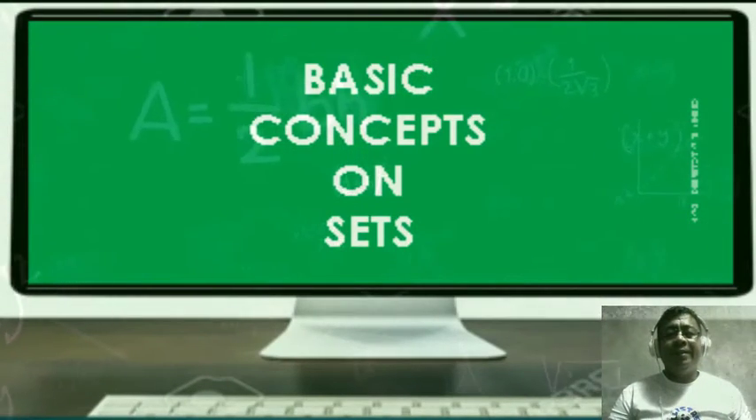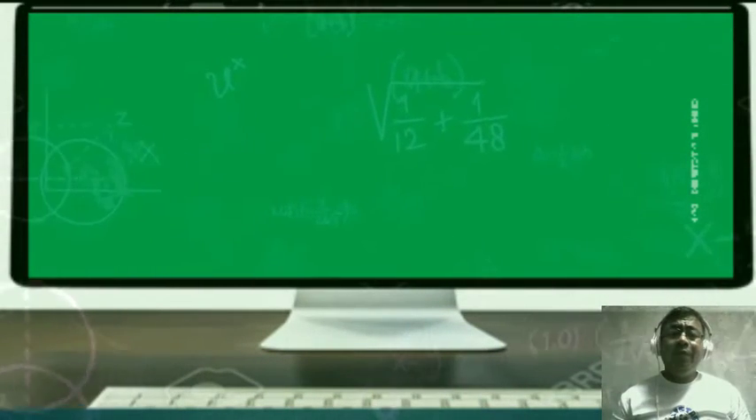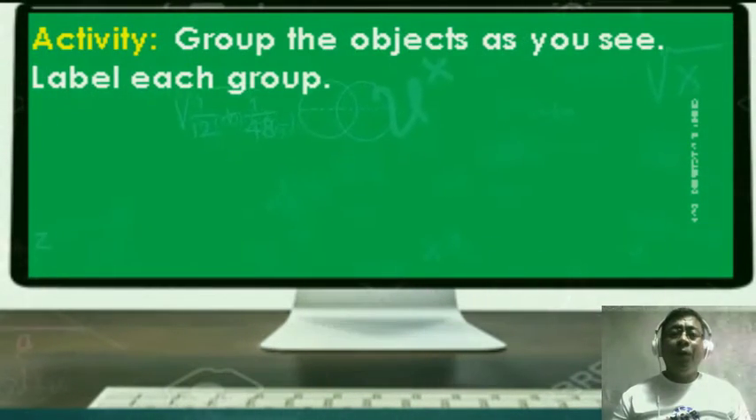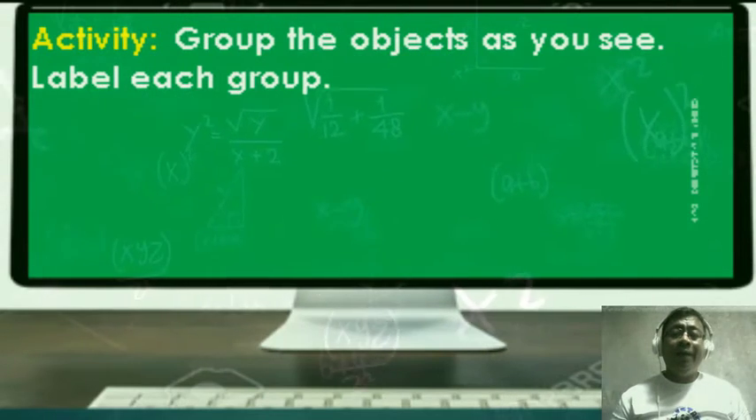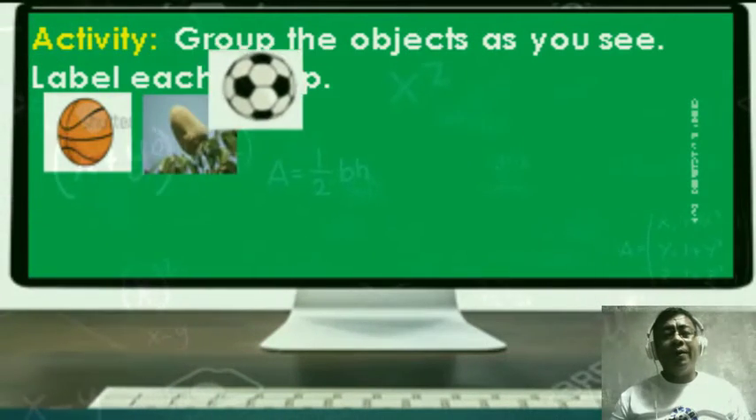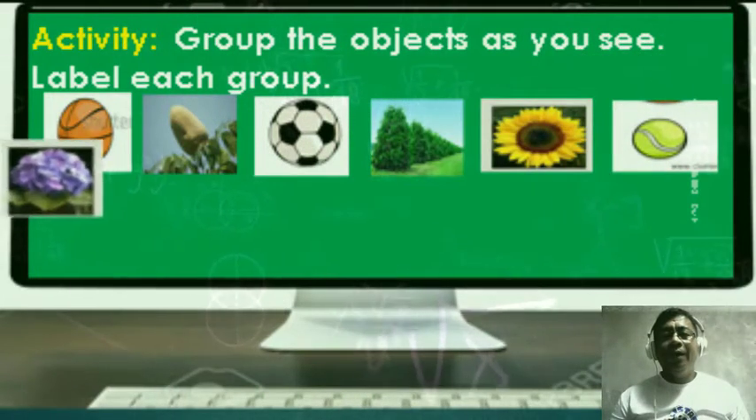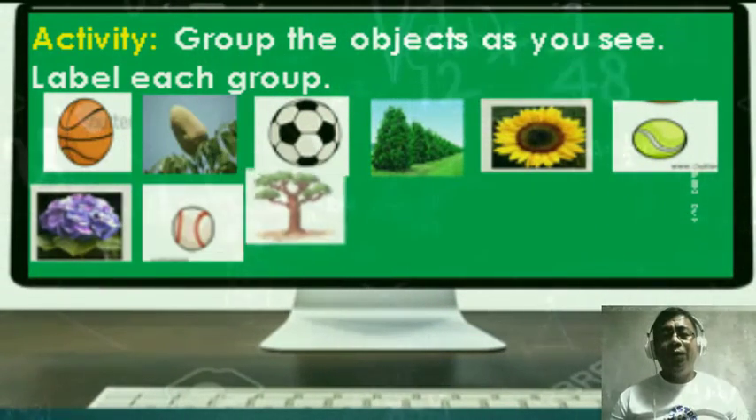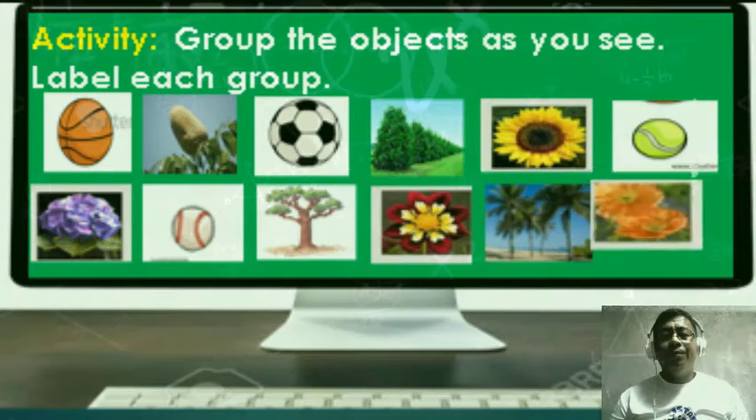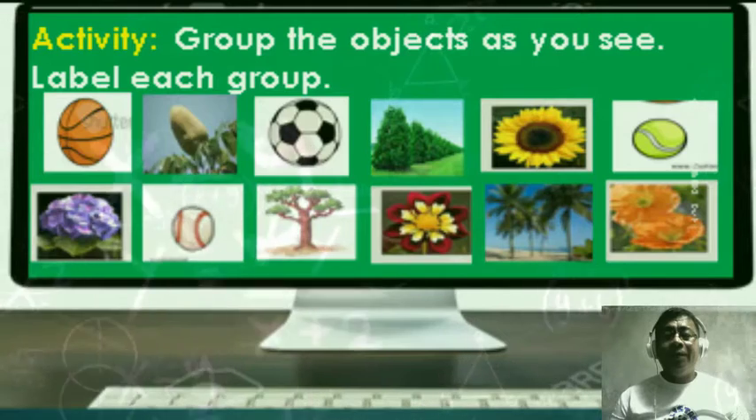Basic concepts on sets. Before discussing the topic for today's class, I will be giving you a simple activity. Group the objects as you see and label each group. I have here 12 different objects. As you can see, class, I want you to determine how many groups you see and label each group. You have 30 seconds to do it. So your timer starts now.